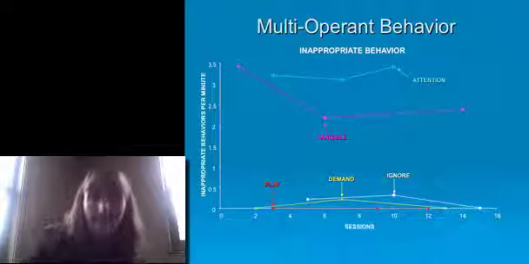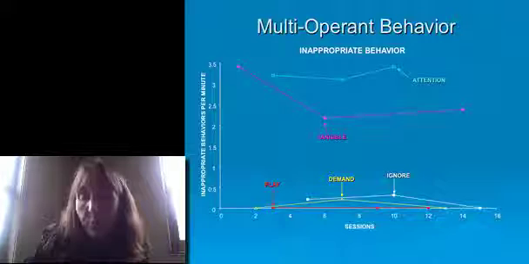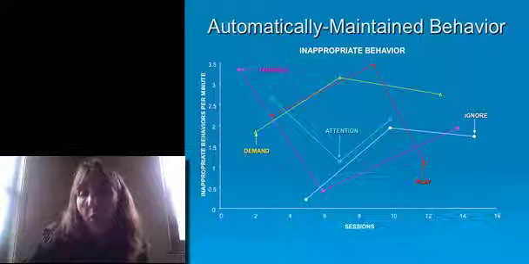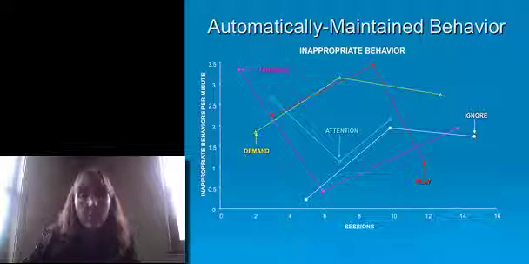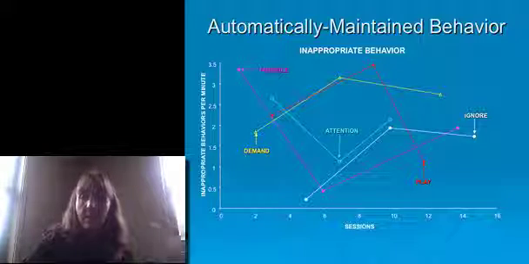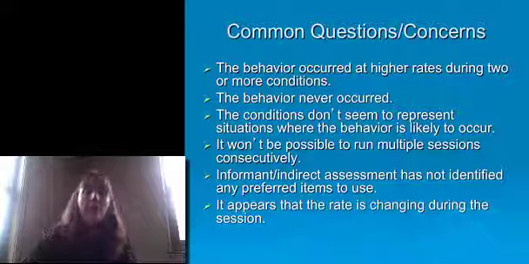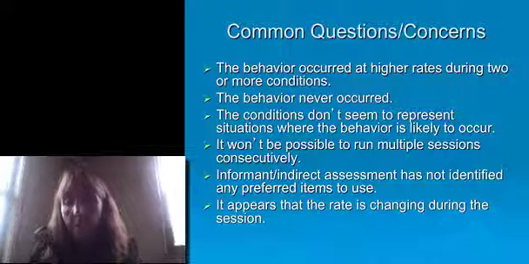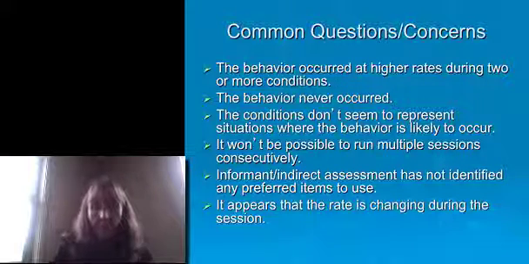Multi-operant. Okay, here, this is a little bit more confusing. We've got both tangible and attention elevated. We might have multiple significant functions there. And here's something that might happen in automatically maintained behavior where it's really just all over the place. Nothing seems to really make a difference. And so it's harder to interpret in that context. So some common questions or concerns. Behaviors can occur at higher rates in more than one condition, and that can be problematic.